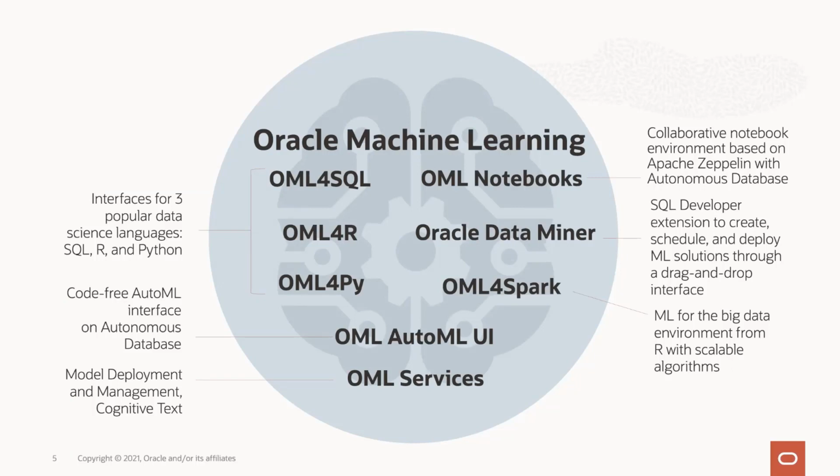On the right-hand side, you have the Oracle Machine Learning notebooks, and then you have another UI, the Oracle Data Miner UI, which runs on the Oracle SQL Developer desktop product. So it's part of that component. And then Oracle Machine Learning for Spark, which actually runs on top of the Big Data Service. But the two bottom ones are the newest additions to the family, the Oracle Machine Learning AutoML UI, which I'm going to show you guys today, and the Oracle Machine Learning Services, which actually is the REST API that serves real-time scoring of your models.